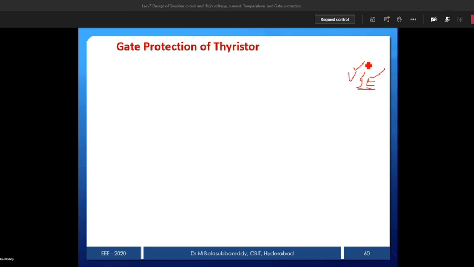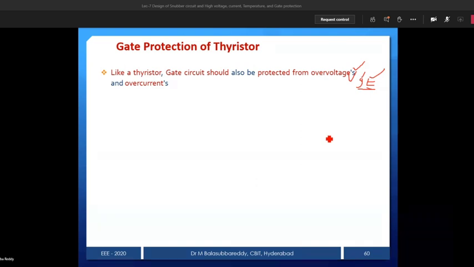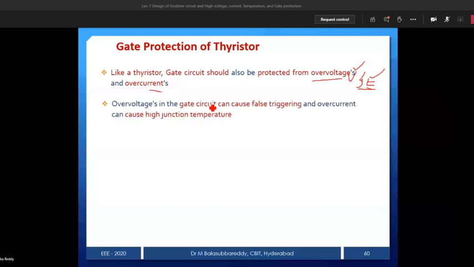There you are applying both voltage and current, so both protections are required. Like the thyristor, we should protect the gate also, whether against over voltages or over currents. That's why I mentioned one sentence there: the gate circuit can cause false triggering also. If you unwantedly, knowingly or unknowingly, apply current beyond Ig minimum, it will automatically trigger. But our intention is that only at the instant we require to trigger the device do we pass the minimum gate current at least.